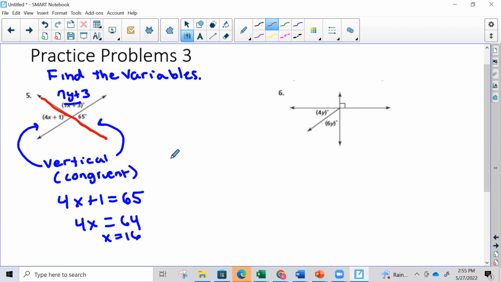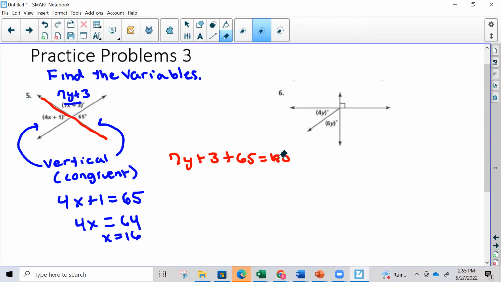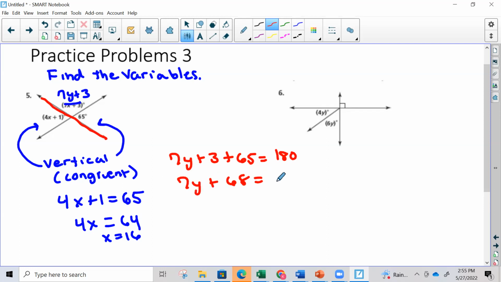And so therefore we know that 7y plus 3 plus 65, those two angles together, have to give me 180 degrees because they form that straight angle. Okay? And then I could solve it. So I'd get 7y plus 68 equals 180. We're going to subtract 68 from both sides, and we get 7y equals 112. And then we divide by 7 and y equals 16.